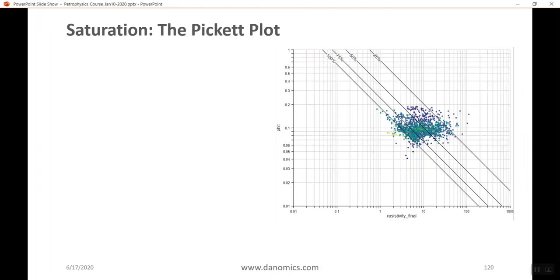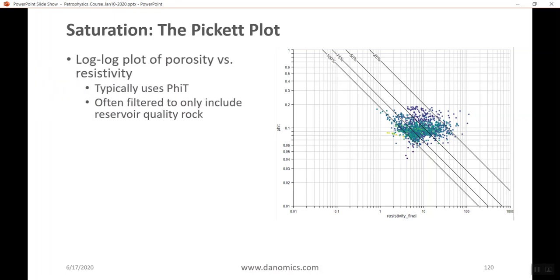So one of the things that we'll use a lot is the Pickett plot. And you'll hear me refer to this plot a lot, and the reason why is because it is my absolute favorite plot in petrophysics. The Pickett plot allows you to effectively set Rw and m and visualize the effect of n within this. So when we look at the axes, the y-axis is typically total porosity, and the x-axis is resistivity.